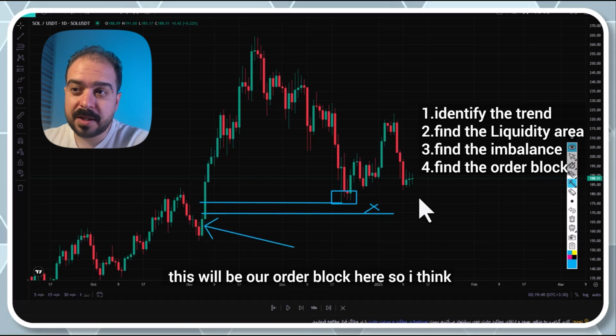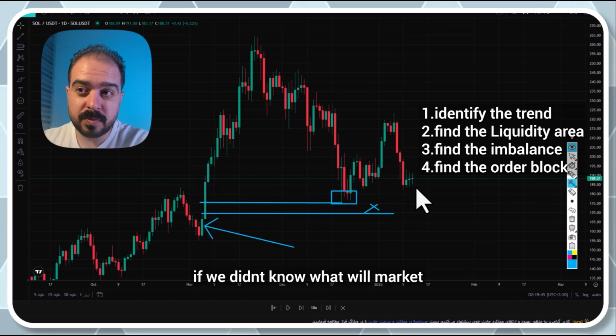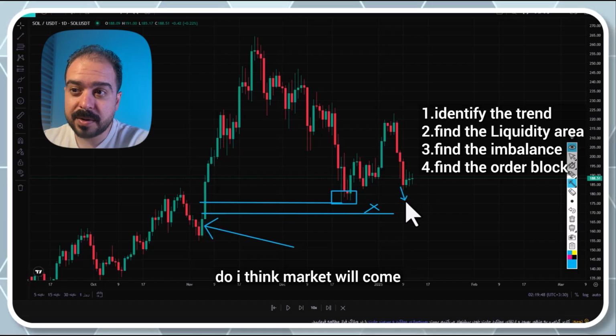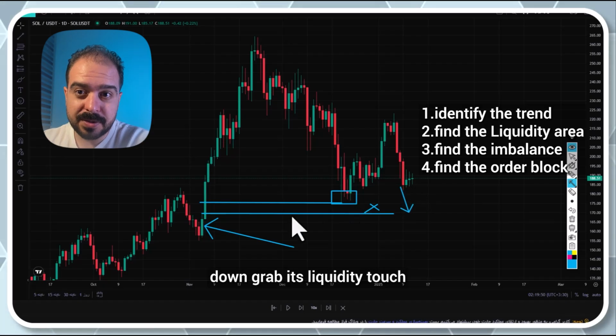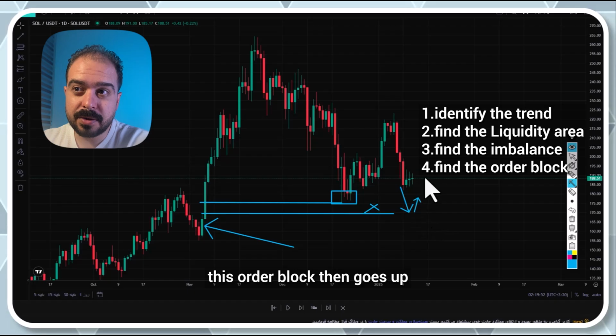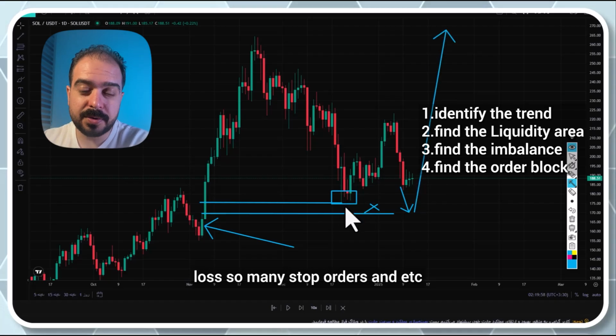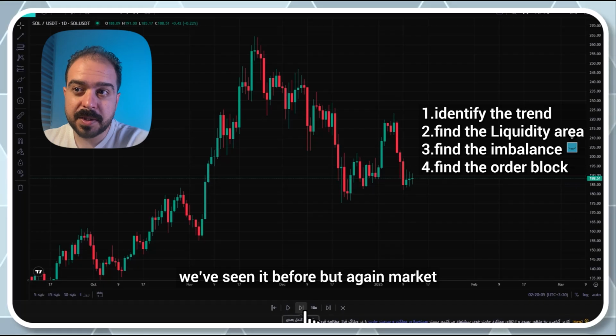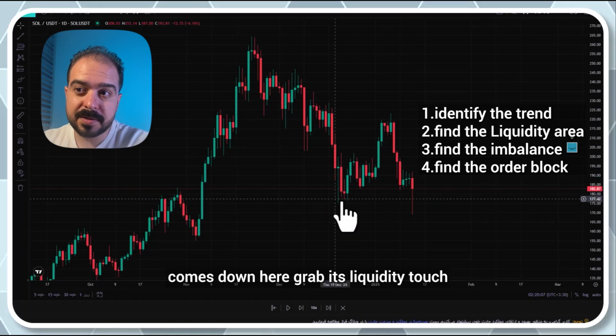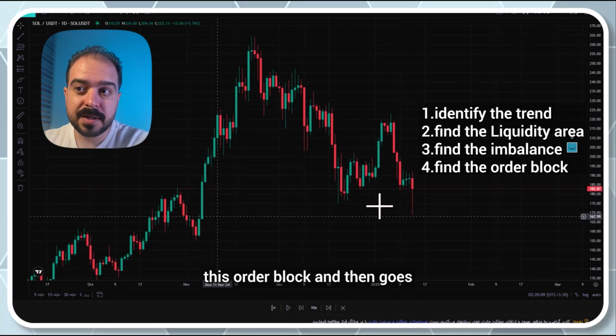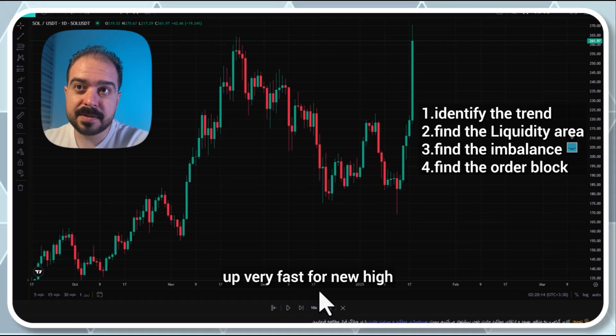This will be our order block here. So I think, if we didn't know what the market will do, the market will come down, grab its liquidity, touch this order block, then go up, because here we have so many stop losses, so many stop orders, etc. We've seen it before, but again the market comes down here, grabs its liquidity, touches this order block, and then goes up very fast for a new high.